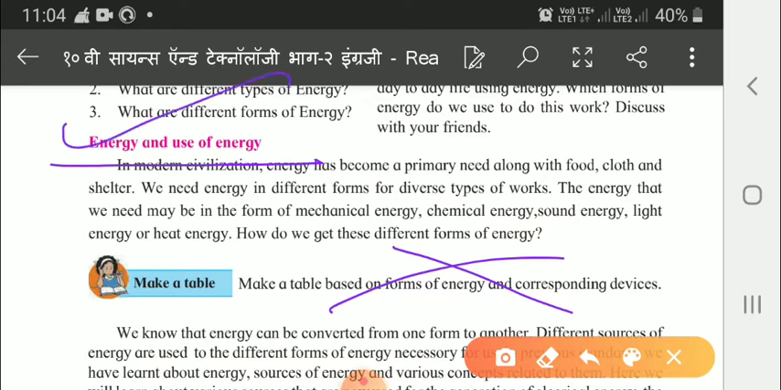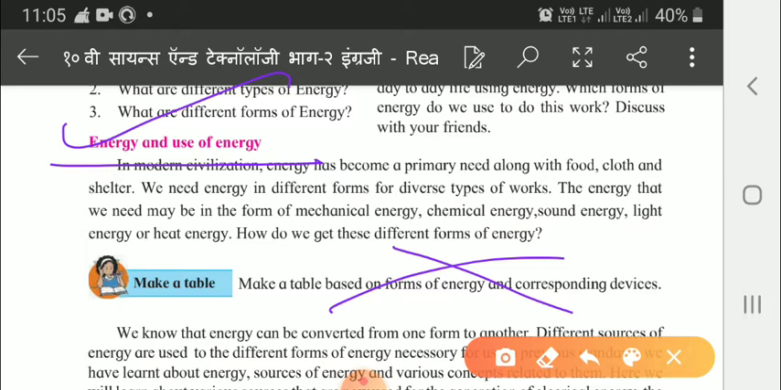In this, I have already introduced you that in modern times energy has become a primary need along with food, clothing and shelter. And for diverse types of work, or different types of work, we need energy of different types, which I already explained. So we know that energy can be converted from one form to another form, and I also showed you examples.